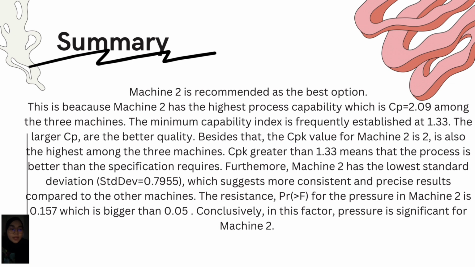Furthermore, machine 2 has the lowest standard deviation, equal to 0.7955, which suggests more consistent and precise results compared to the other machines. The p-value for machine 2 is 0.157, which is bigger than 0.05. Conclusively, in this factor, pressure is significant for machine 2.